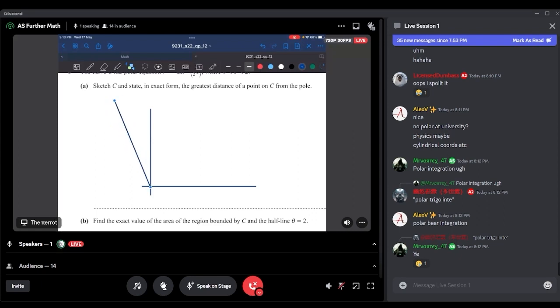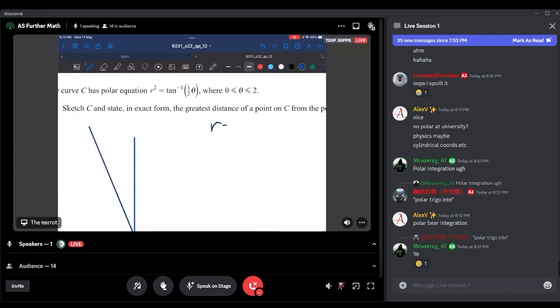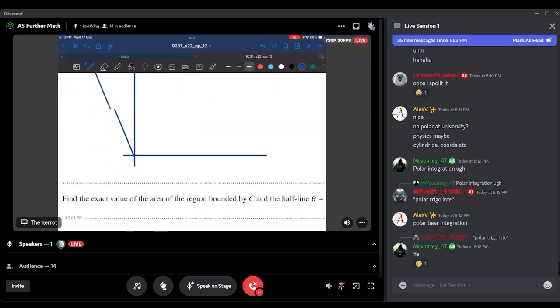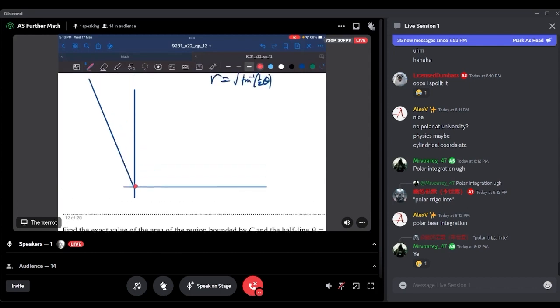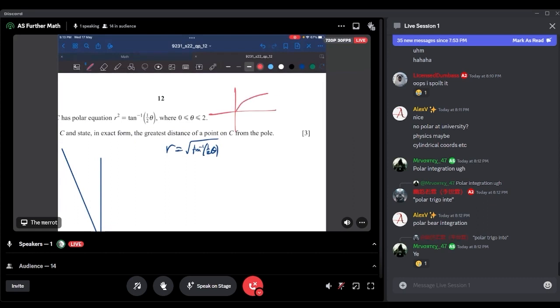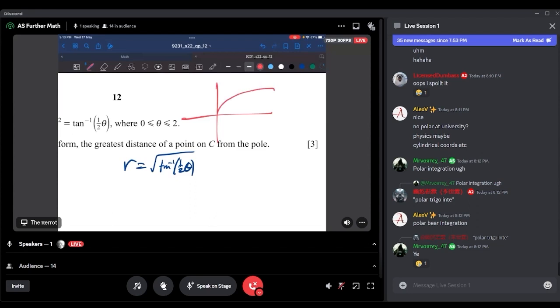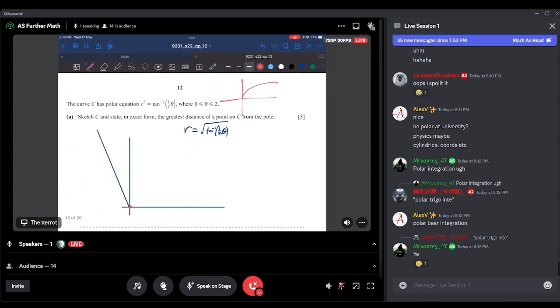First of all, the actual equation is like this, for positive theta. Surely when theta is 0, then r is also 0, so it should start from here. Makes sense. And then tangent inverse is a strictly increasing function. If you remember the graph, it should look like that. So if you square root it, I think it's still going to be strictly increasing.